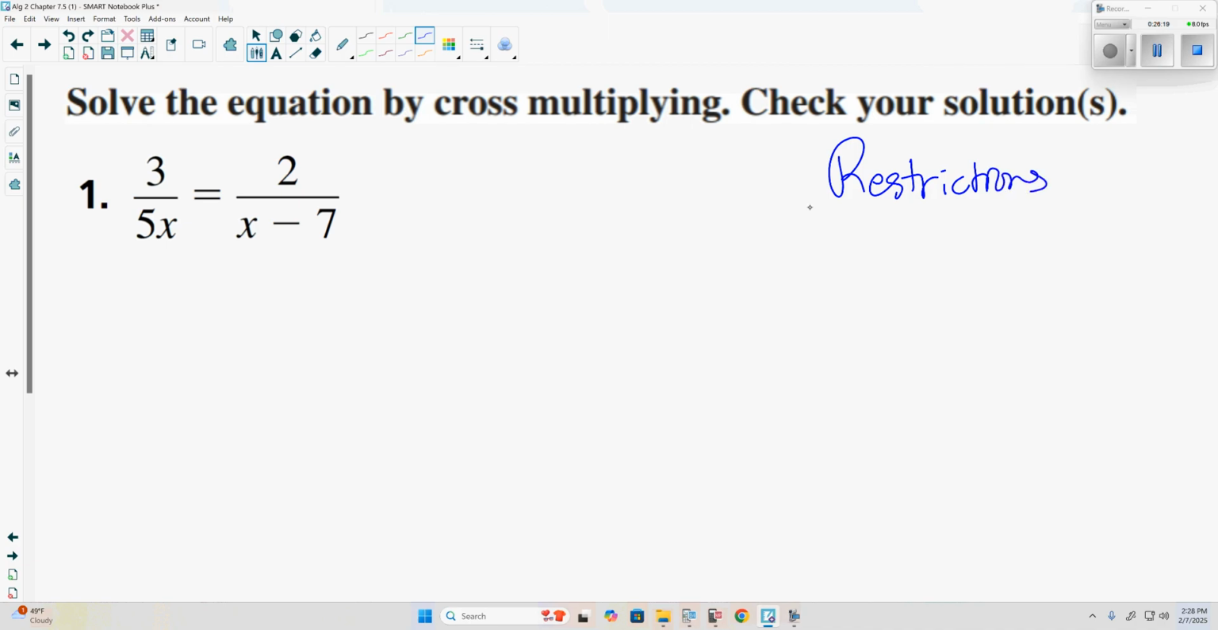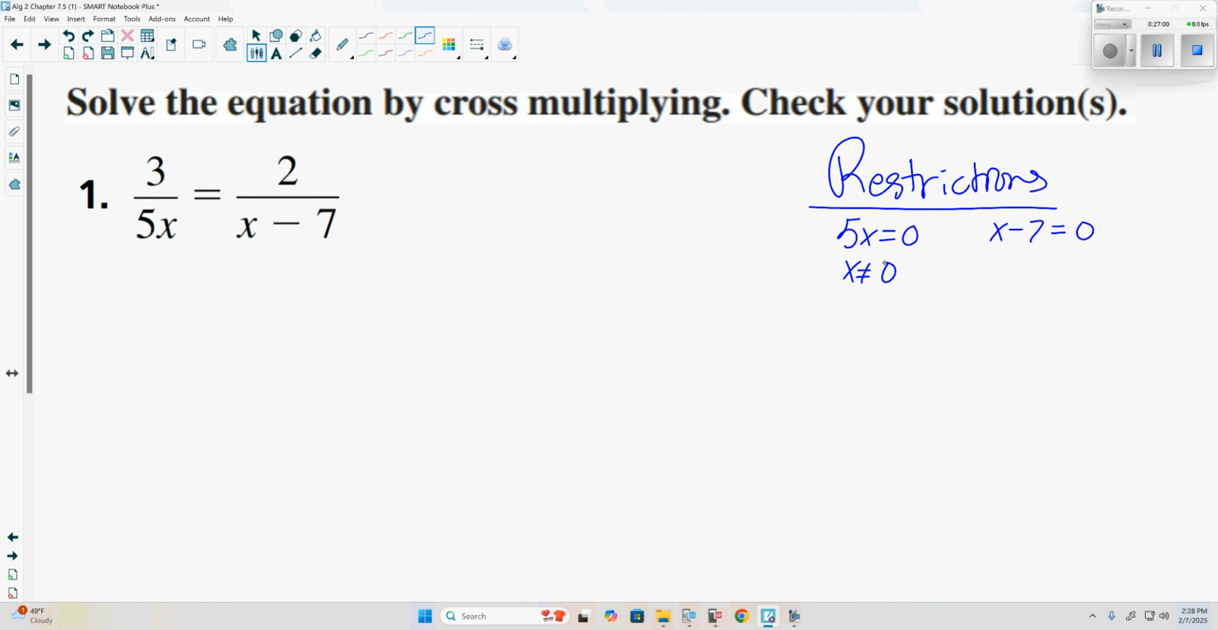Restrictions. So the two places where x can be 0 are at 5x and x minus 7, yes? 5x. So we're saying 5 times x would give us 0. What's the only number that x could possibly be? We're multiplying 5 by a number and somehow getting 0, yes? That's the only number I can multiply 5 by and get 0. So here, x cannot be 0. Zero product property: if you multiply 2 or more things together and get 0, one of them has to be 0.